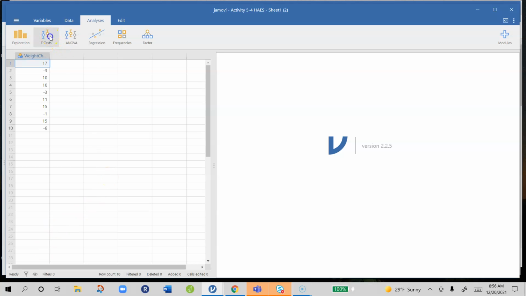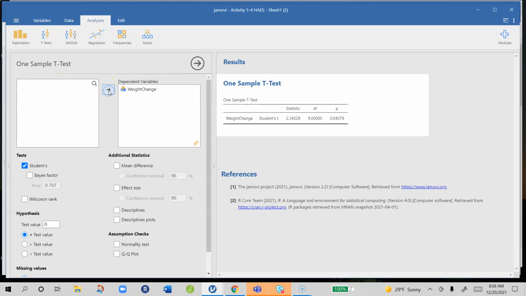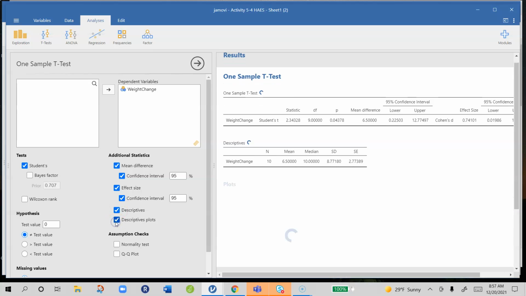We're going to do a one sample t-test here, to see if the weight change differed from zero. So we're moving weight change over into the dependent variables box. Note that our test value is 0, which is appropriate. We want to know whether or not the weight change differed from 0. We're also going to ask for the mean difference with confidence intervals around it, and effect size with confidence intervals. And I'll also get descriptive statistics with plots here.